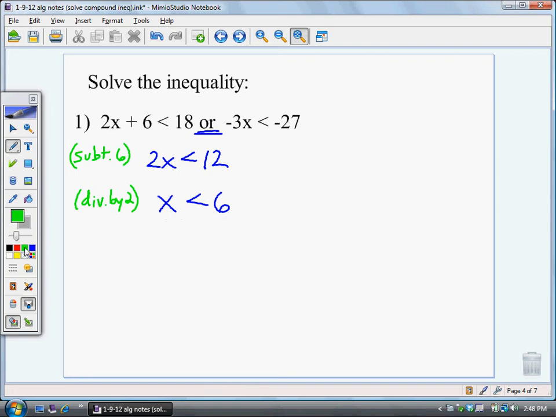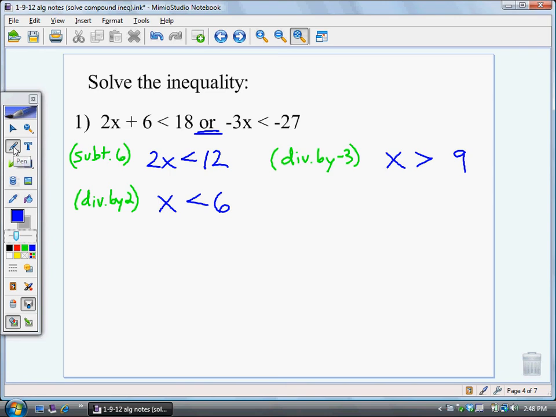On the second one, I need to solve this one by dividing by a -3. And so there, since it's a -3 that I'm dividing by, I would switch from a less than to a greater than sign. And I would get that x is greater than, oops, need to get rid of a negative. X is greater than 9.